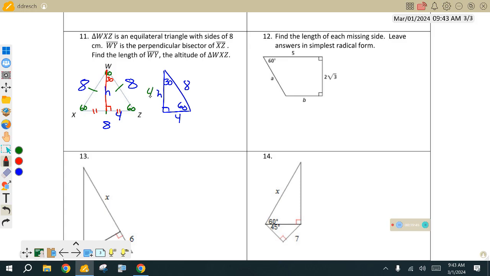Okay? So 4 root 3 is the height of the 30, 60, 90, the long leg, which is the altitude of the big triangle. All right, let's do a couple more here.